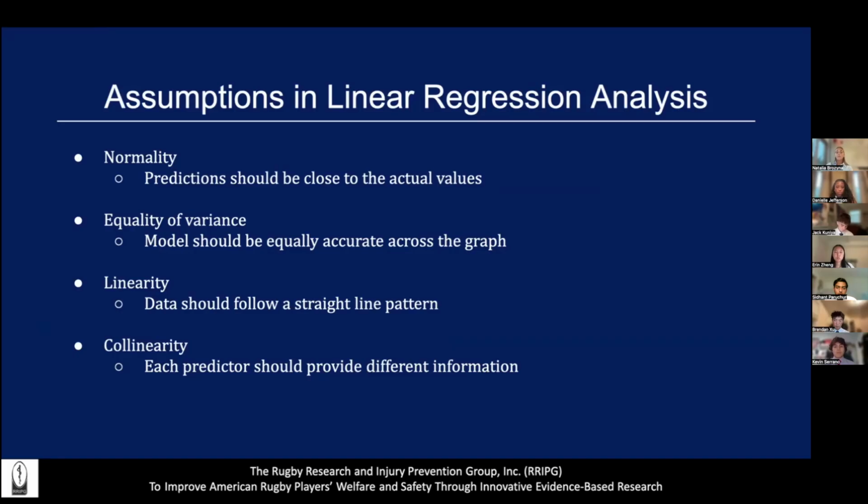Next is the equality of variance. The model should be equally concentrated across the graph. You shouldn't have outliers only on one section versus the other. It should be equally spread out.